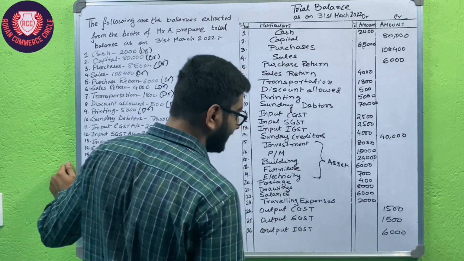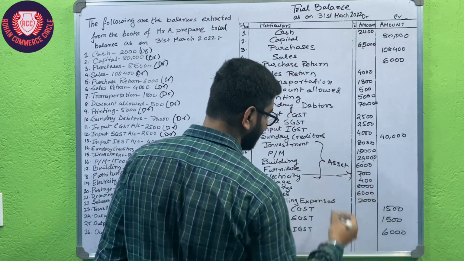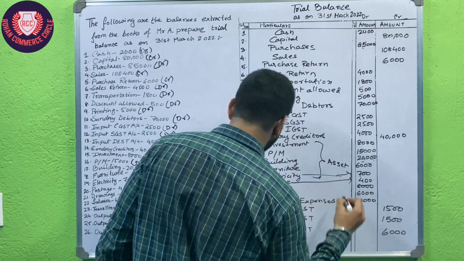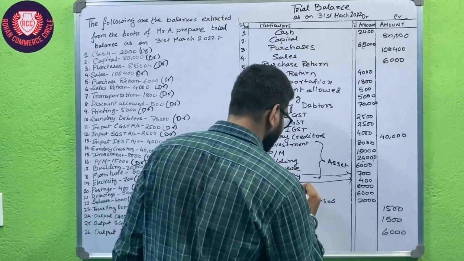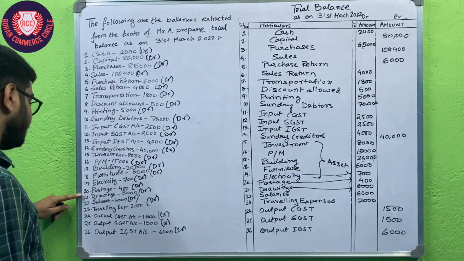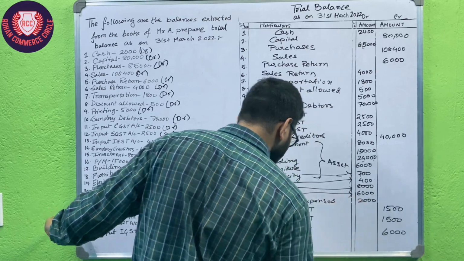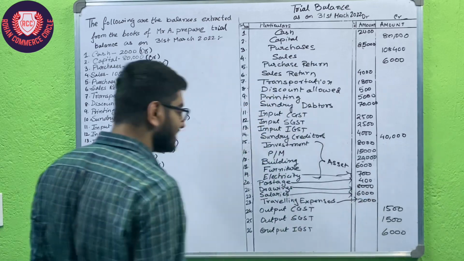Okay. Next is electricity. Electricity is an expense, so you have 700 as a debit balance. Postage is also an expense, so you have 400 as a debit balance. Next is drawings. Drawings and dividends. You have 8,000 as a debit balance. Next is salaries, expenses. You have a debit balance of 6,000. Traveling expenses, already you know that it's an expense, so it has a debit balance.